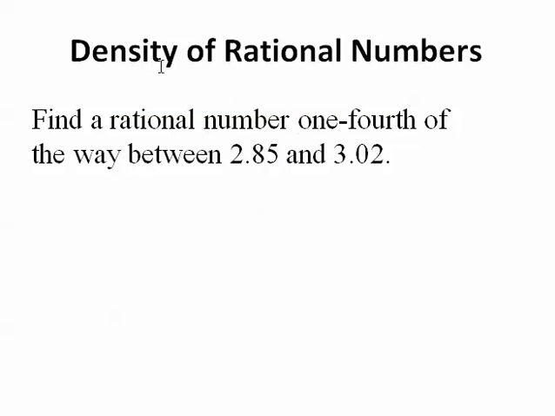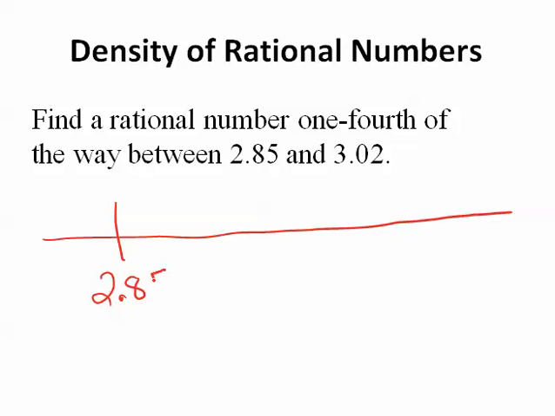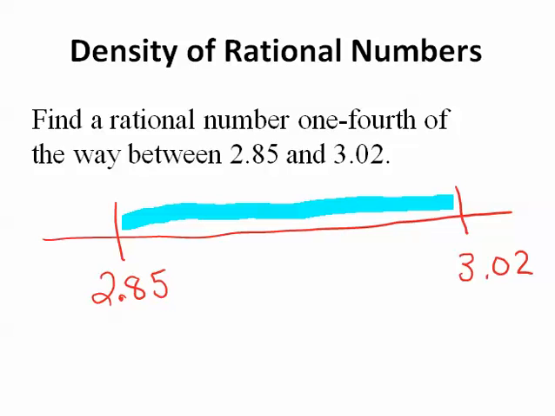Okay. So now we're looking for a rational number 1/4 of the way between these two. Uh-oh. What are they asking for? Okay. So here's this one, 2.85. And here's 3.02. Okay, so the first thing we're going to have to find out is what is the distance between these two. So we're going to go 3.02 minus 2.85.